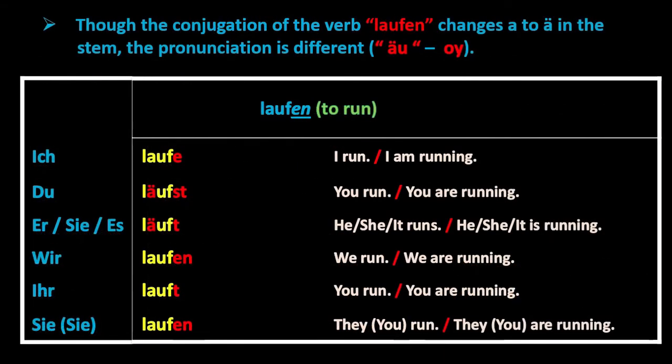Remember that though the conjugation of the verb laufen changes a to äu in the stem, the pronunciation is different. It is oi. Ich laufe, I run or I am running. Du läufst, you run or you are running. Er läuft, he runs or he is running. Sie läuft, she runs or she is running. Es läuft, it runs or it is running.